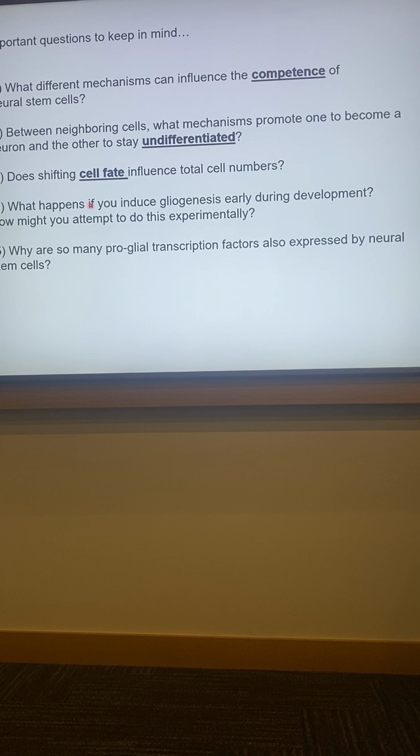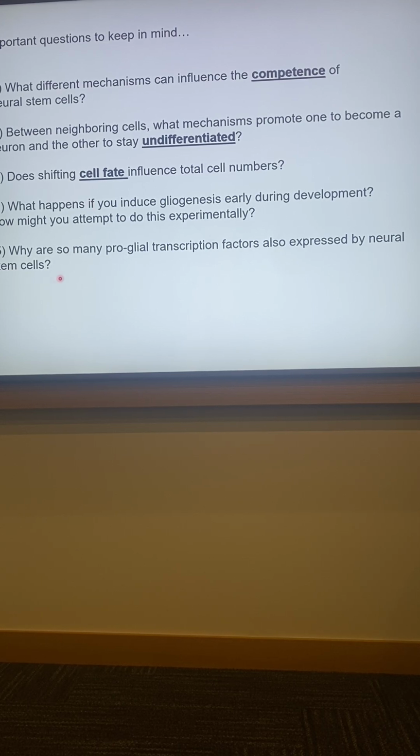You can expect questions like this on the exam. What if you induce gliogenesis early? What's that going to do? Glia are always produced toward the tail end of development, but let's say we mess with the system and induce gliogenesis and suppress neurogenesis early, when they're normally not made. What might that do? Use your imagination.